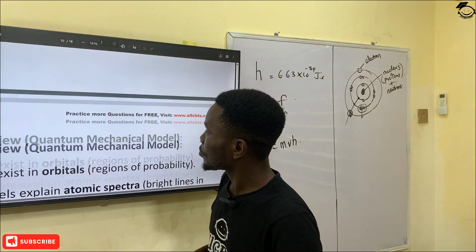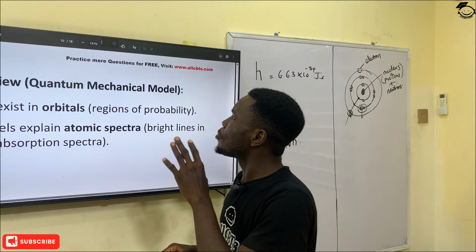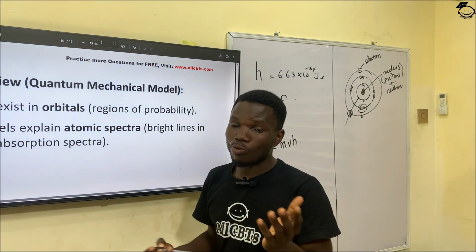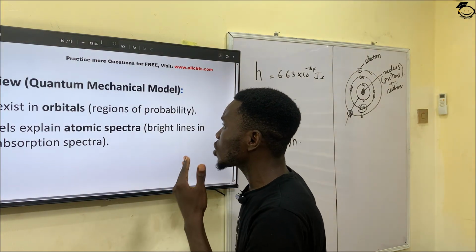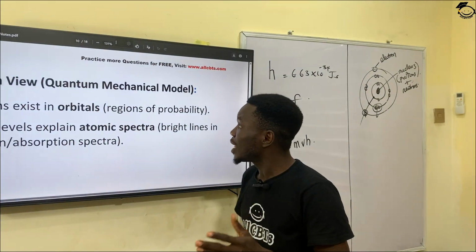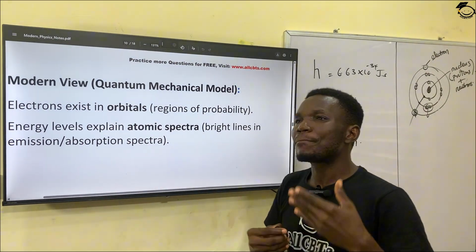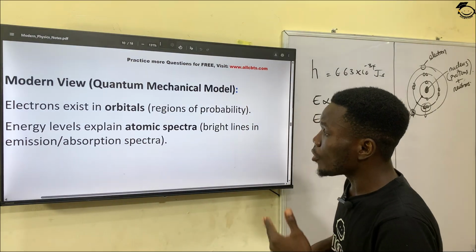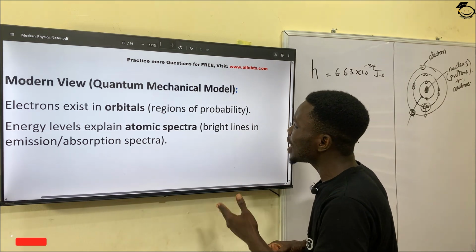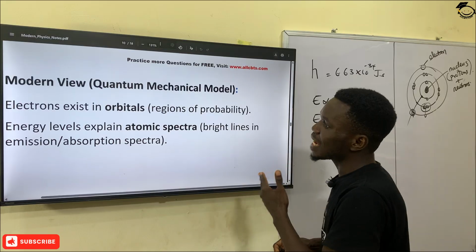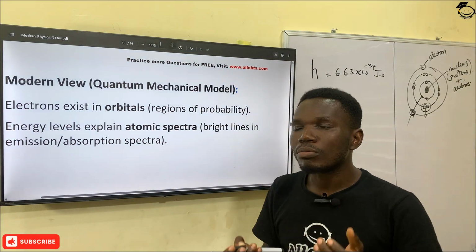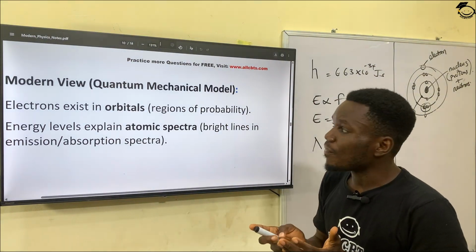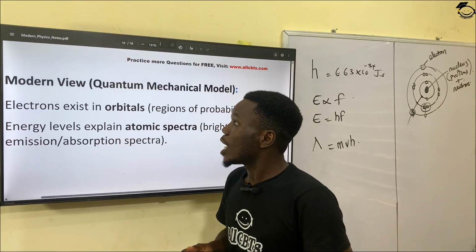Moving on from there, that takes us to the modern view, what we call the quantum mechanical model. So what is the quantum mechanical model? First, we know that electrons exist in orbitals, and these are regions of probability. So the orbitals are the regions of probability. And we also know that energy levels explain atomic spectra, where bright lines appear in emission or absorption spectra. So what we are saying here is that there are energy levels. Despite the fact that electrons are in orbitals, there are still energy levels.